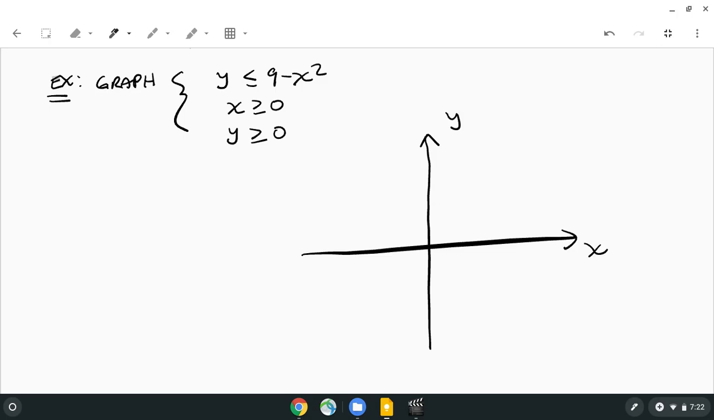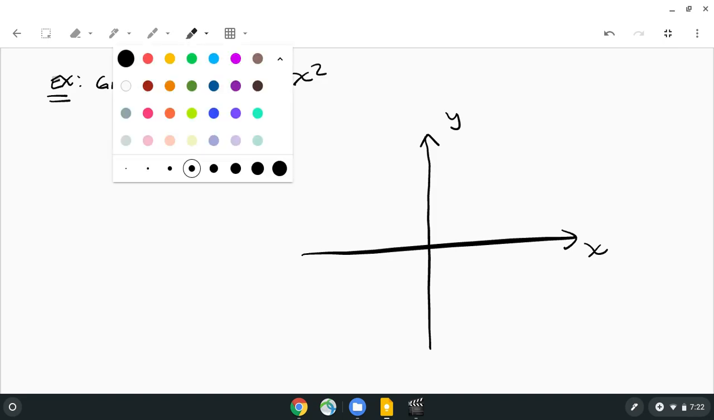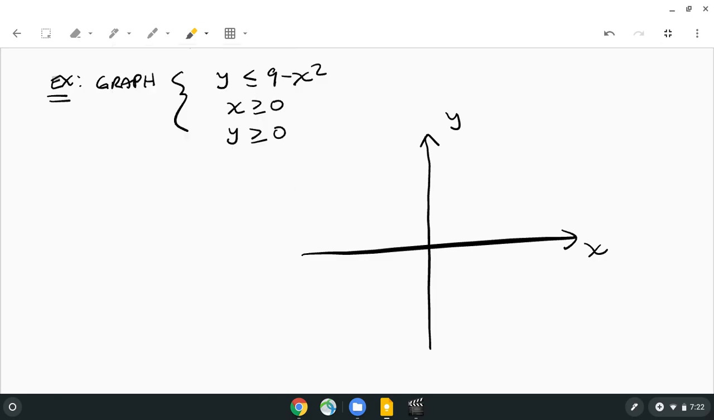All right, so x greater than or equal to 0. So all the x values that are larger than 0, well, here's your x's, right? Here's 0. All the x's that are larger than 0, this side, right? So all of these points on this side have x values that are greater than or equal to 0. Okay, so I'm done with that second inequality.